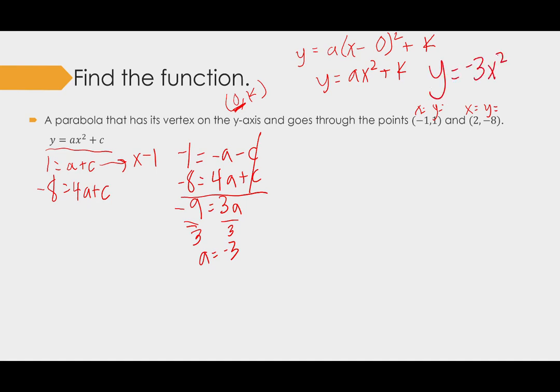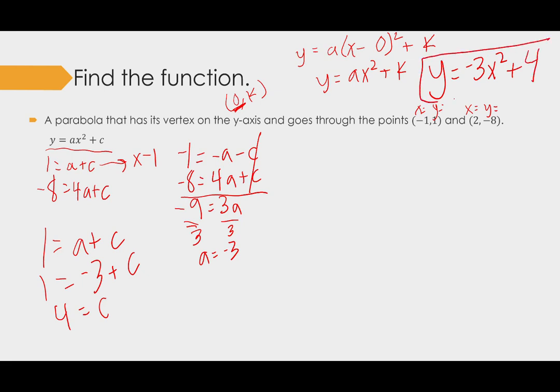Now I just need to find c or k. I'm going to plug that into 1 equals a plus c. 1 equals -3 plus c. Add the 3 over. C is +4. So y equals -3x squared plus 4 is my equation.